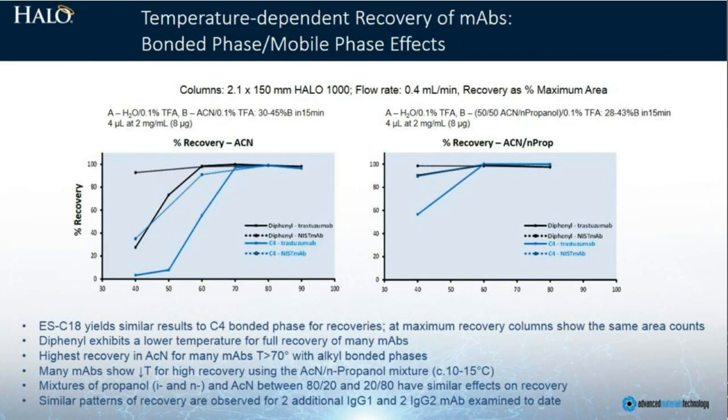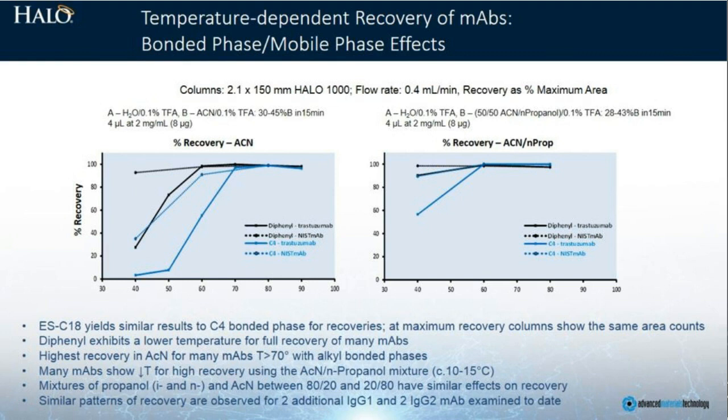We've looked at a large number of monoclonal antibodies trying to sort out these effects in terms of recovery and the effect of bonded phase and temperature. And this is a complicated slide, but I'd like you to first focus on the left-hand side where we're looking at a comparison of recovery using acetonitrile in a mobile phase and varying the temperature. So this is with a gradient of acetonitrile, varying the temperature, looking at recovery. And we're looking at two different columns.